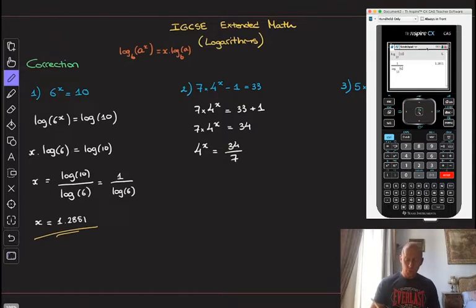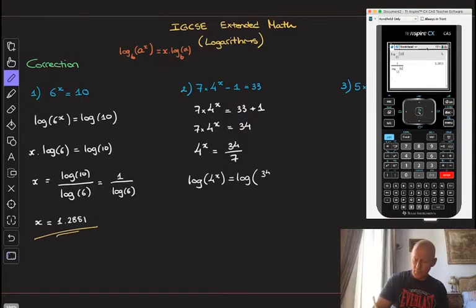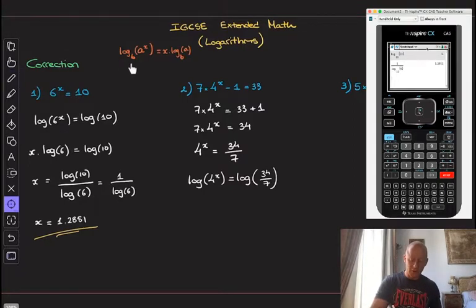Finally, we're going to apply logarithms. So I'll just go ahead and say, all right, well, log of 4 to the power of x equals log of 34 over 7, right? Now, I use the law that I wrote at the top of the page here in orange, and I can go ahead and state that x times log of 4 equals log of 34 over 7.